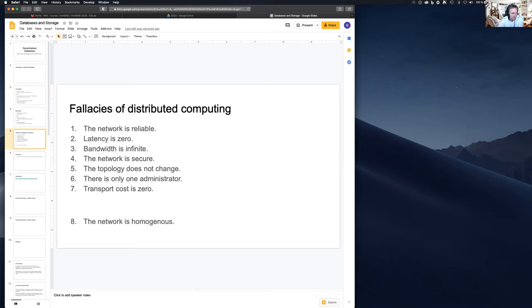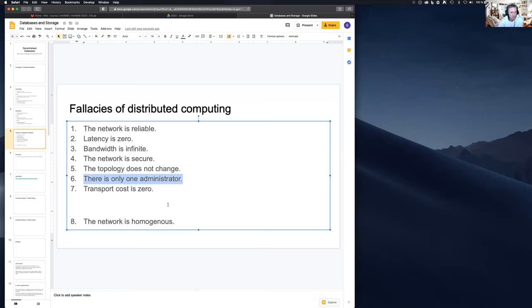All right, so what are, for example, results of not taking this into account? What can you have if you assume there is only one administrator? So what can happen if there are two administrators? I just have one thought, I don't know if that would make sense, but they can overwrite each other and things.